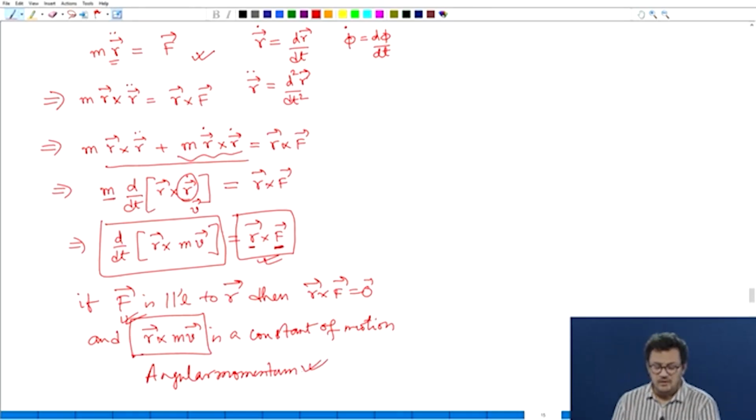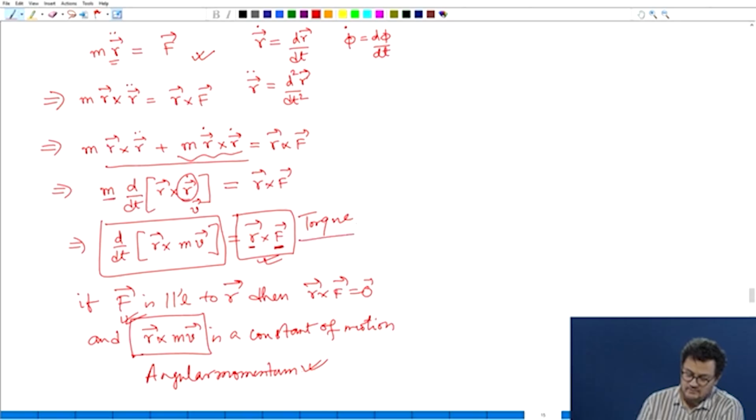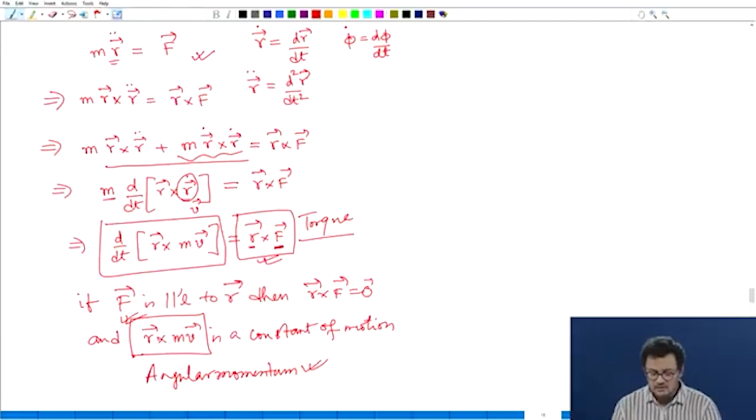Now, this quantity, r cross f, is known as the torque. So, we say that just like the force is the rate of change of the linear momentum, the torque is the rate of change of the angular momentum. Just like linear momentum is at the base of any translational motion, angular momentum is at the basic level of any type of rotational motion. You will understand this when you go to more advanced topics in classical mechanics.